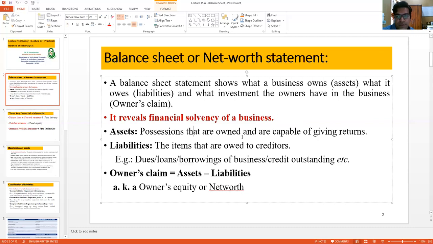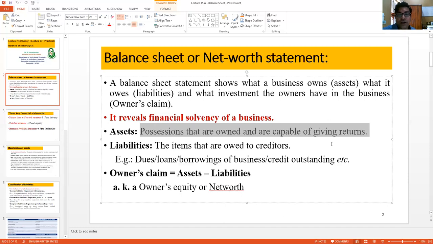Now, what are assets? How can we define assets? Possessions or items that are owned and capable of giving returns. Those items which have ownership are called assets. Not only ownership, they should be in a position to give us economic returns. For example, let us take the case of a dairy cow. If a farmer is maintaining a dairy cow only for the purpose of milk, and he owns it, it's an asset. But after some point of time, if the dairy cow, which is reared only for milking purposes, is not able to give milk, then the same asset becomes a liability.